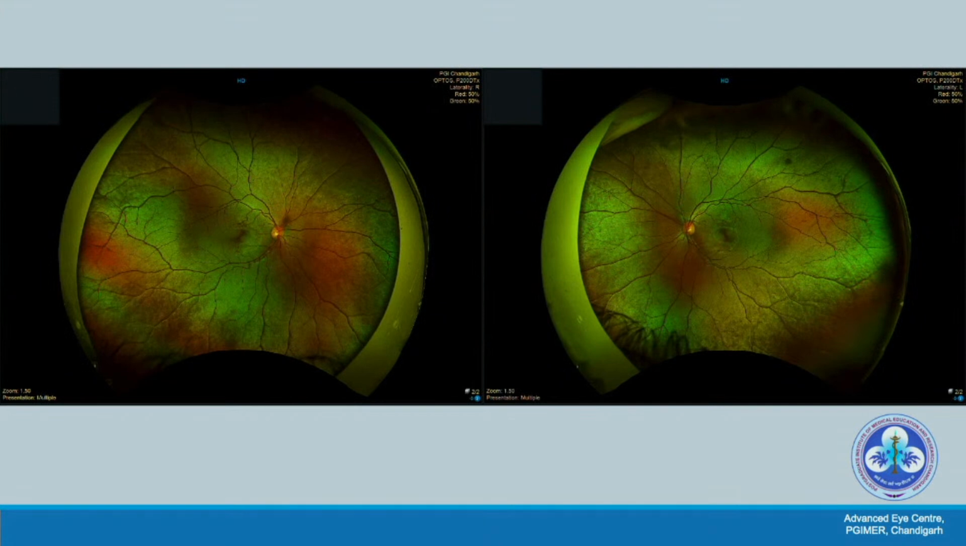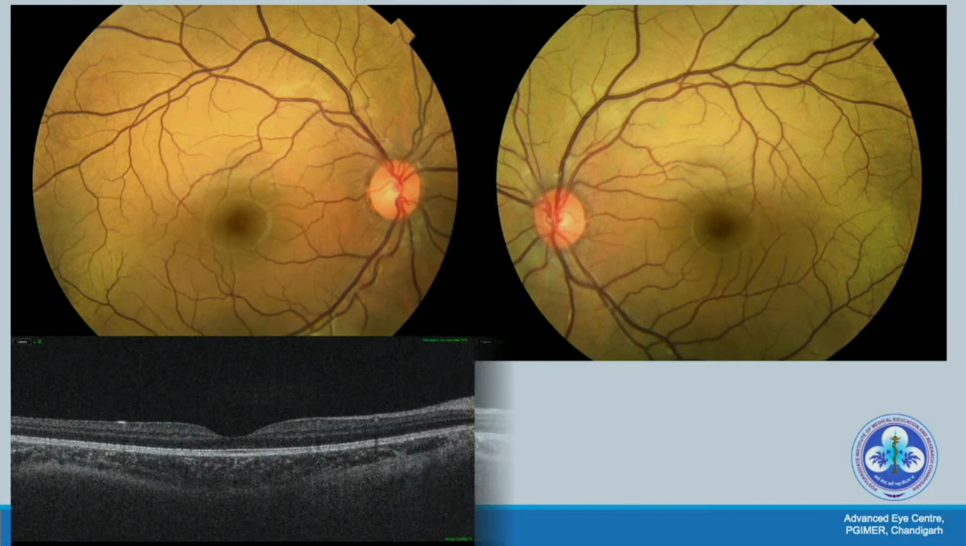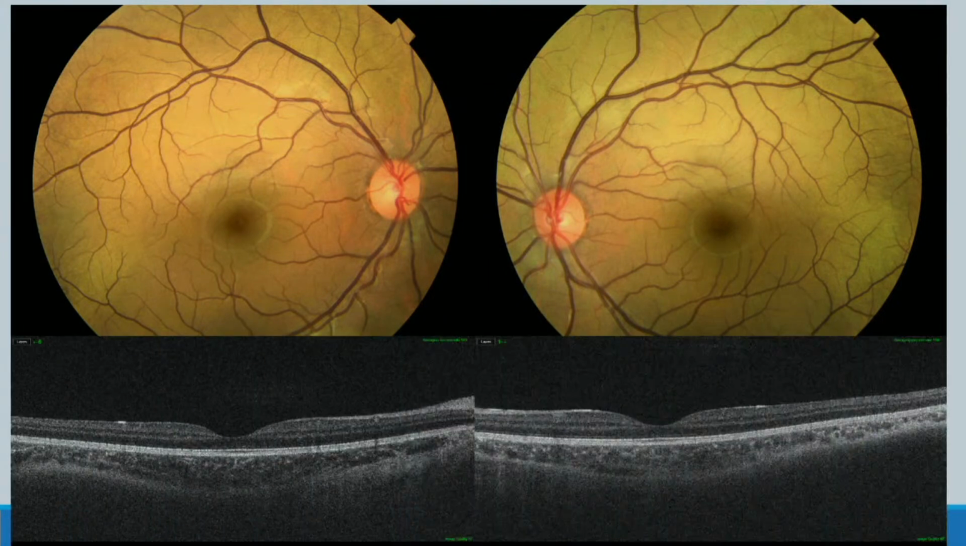This is the fundus. Anybody wants to take a guess? Looks absolutely normal, except for maybe a little bit of golden sheen on the fundus. The OCT is absolutely normal. There is nothing to suggest that this patient might have any problems. The autofluorescence also was completely normal.